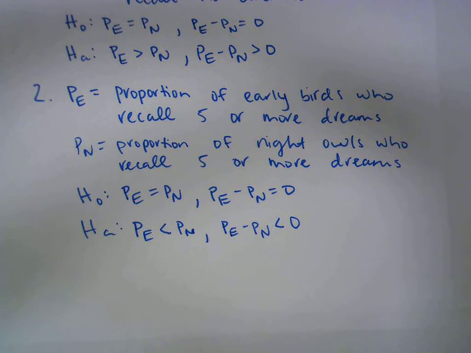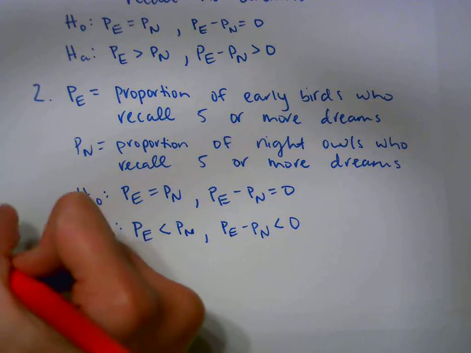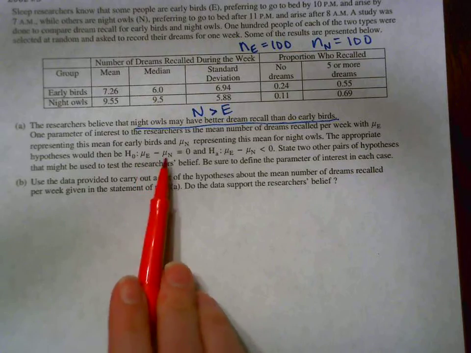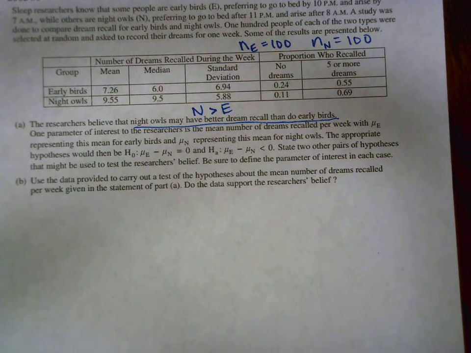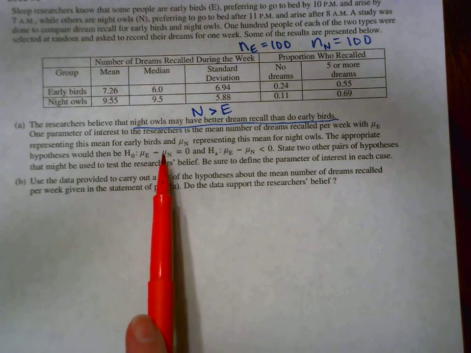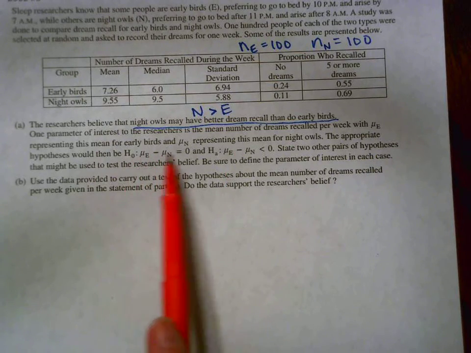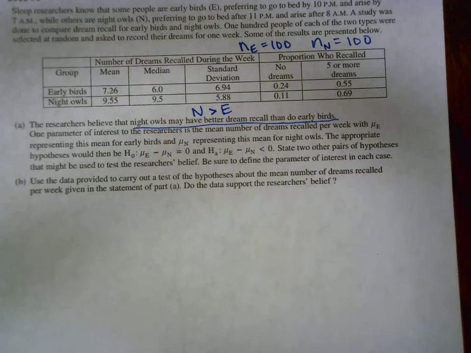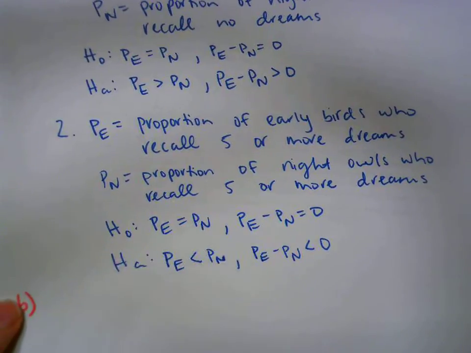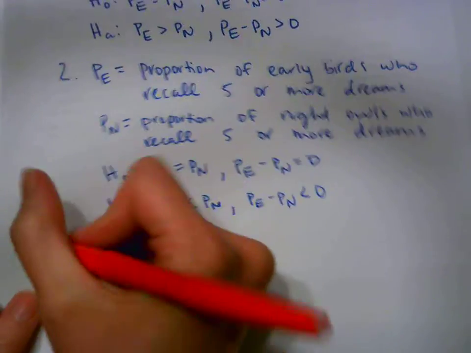Now part B says, let's pull it up, use the data provided to carry out a test of the hypotheses about the mean number of dreams recalled per week given in the statement of part A. Does the data support the researchers' belief? So now they just want you to actually perform a significance test using these original hypotheses. That's your straightforward state, plan, do, conclude. So I would go ahead and rewrite everything, even though they already gave you the hypotheses.